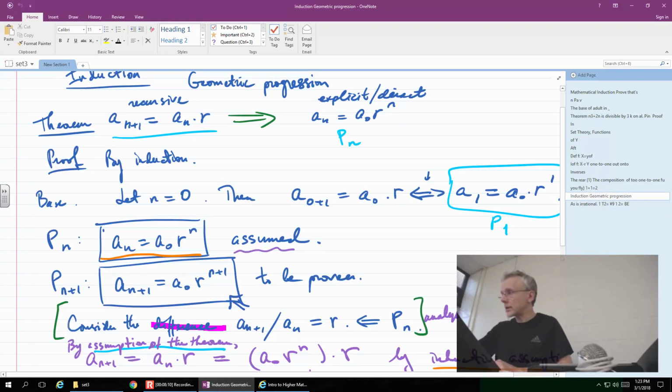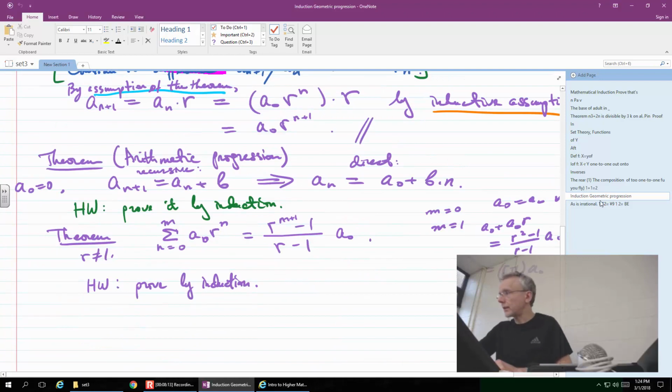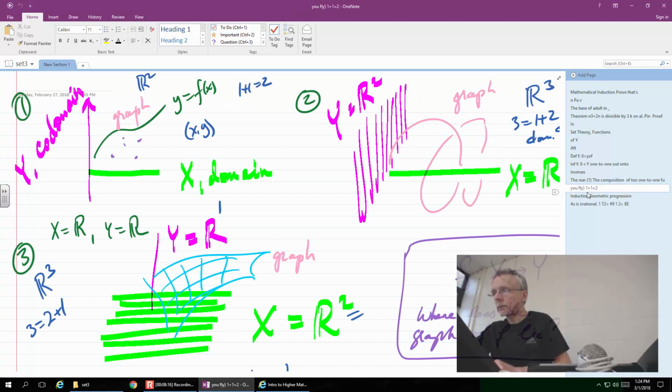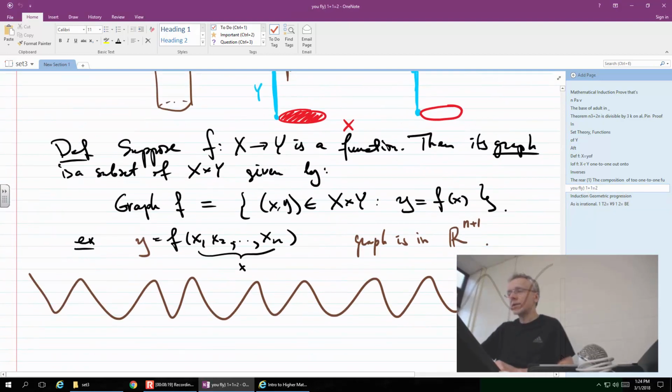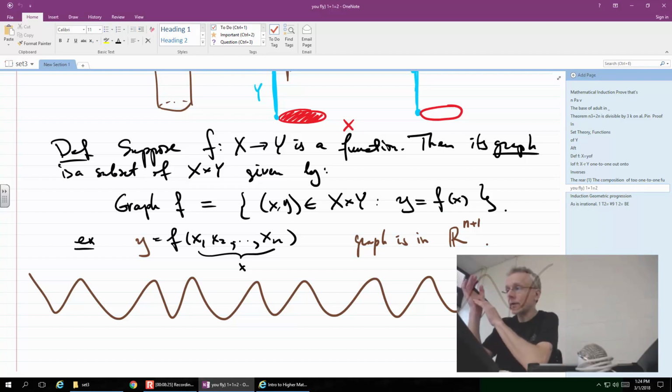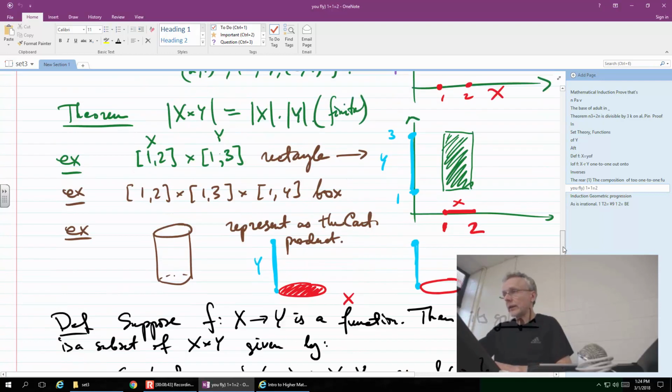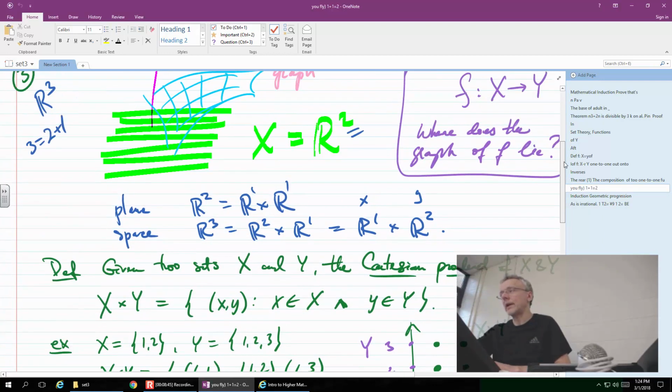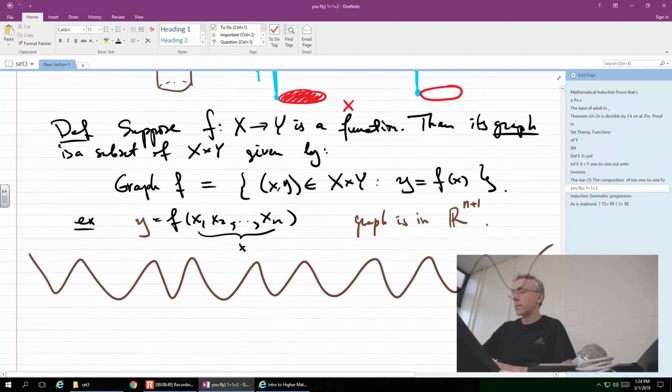And the last topic was products and graphs. Remember these. That's the end of the topics for the test. So products, and not so much graphs. We just want to remind you that what we are after is a place for the graph of a function to live in. That's why we build products as simply pairs of elements of x and y, and that's something we care about.